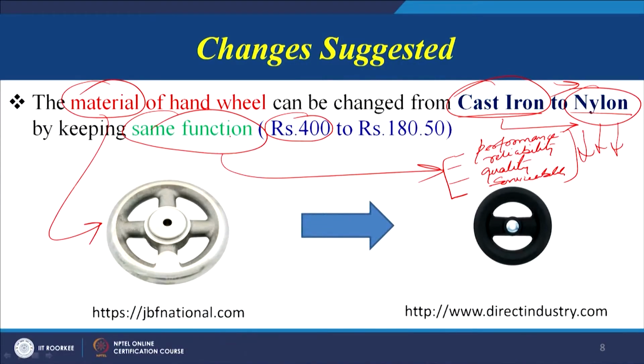Now what do we gain? We are gaining a cost advantage. Earlier this metallic wheel was costing 400 rupees, this nylon hand wheel will cost only 180 rupees 50 paisa. So we can see that without compromising on any of the aspects of performance, quality, reliability, durability, dependability, we are able to save the money, and there you can see the amount of money saved. So even if we say it is 200, the initial cost is 400, so we are able to save a lot of money just by changing one component of the universal testing machine.